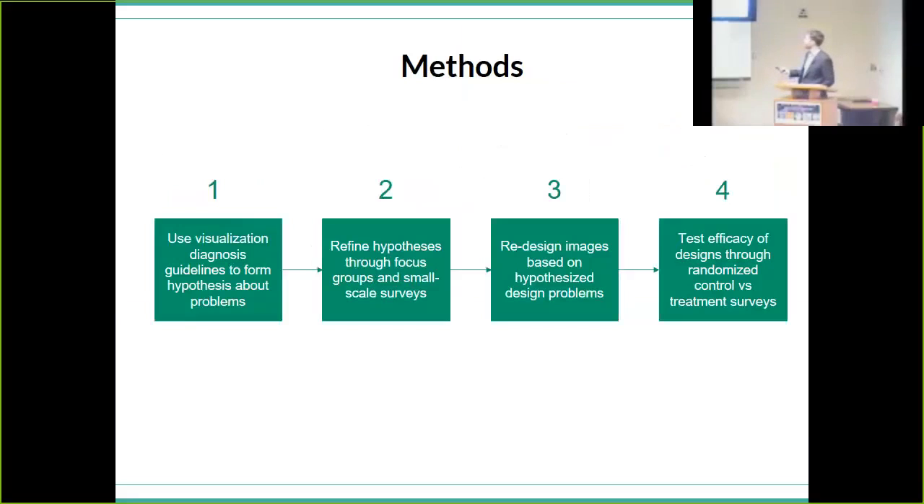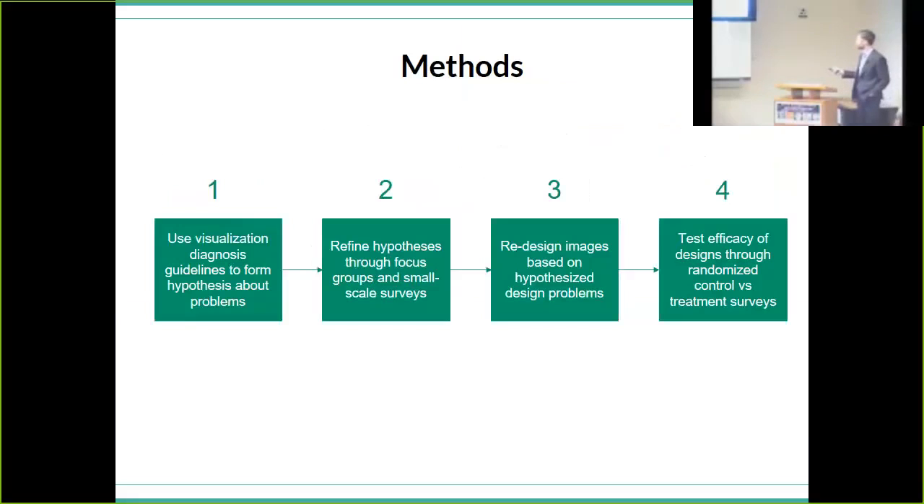We use those as a starting point to then refine these hypotheses through a process of small focus groups and small-scale surveys. So the people who participated in these, some of them were federal employees who are very familiar with these outlooks, have used them for years in operations or in some other way, as well as end users that were in water, energy, agriculture, or emergency management sectors. So we tried to reach out to a fairly large swath of people.